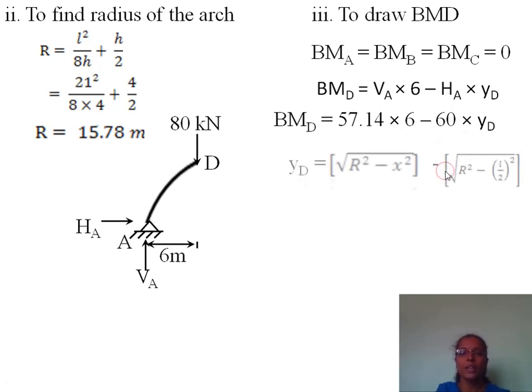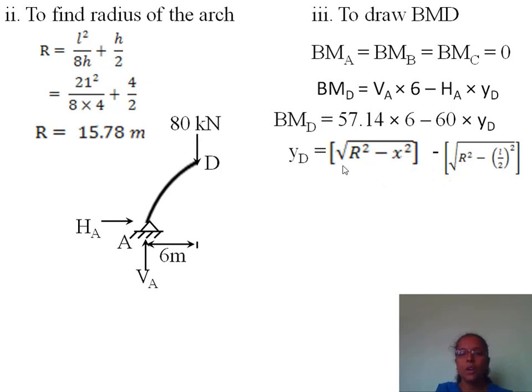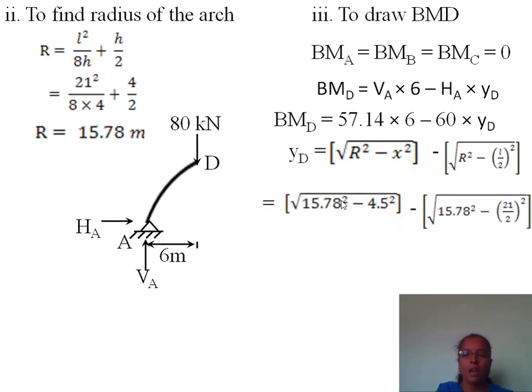So how to calculate YD? Using this relation, root of r square minus x square minus root of r square minus (L by 2) whole square. Let us substitute R as 15.78. X is always measured from the center for circular arches. Total span is 21 meter, half of the span is 10.5. If D is at a distance of 6 meter from the left end, the remaining length is 4.5 meter. That is the value of x here.